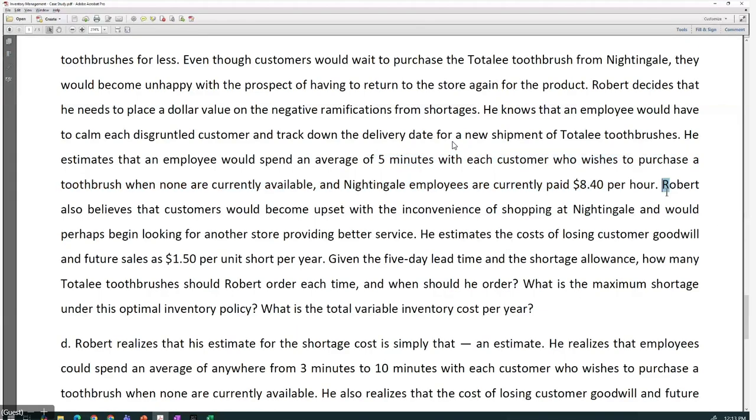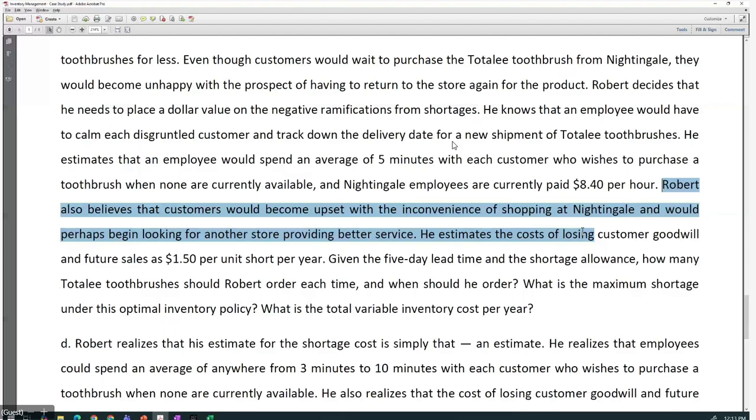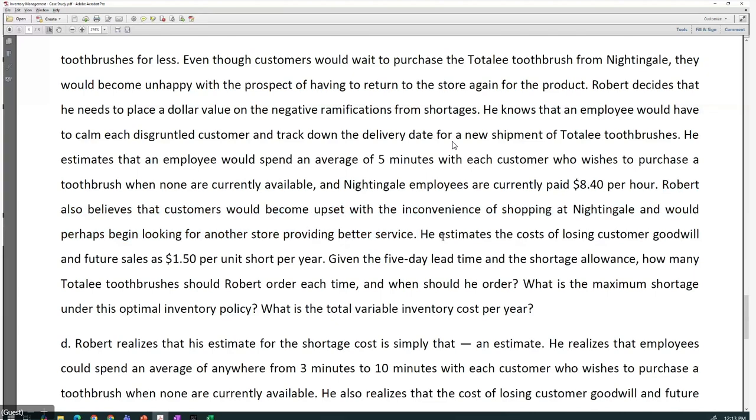Let's continue reading. Robert also believes that customers would become upset with the inconvenience of shopping at Nightingale and would perhaps begin looking for another store providing better service. This is what we are talking about, right? He estimates the cost of losing customer goodwill and future sales at 1.5 per unit short per year. Now, this particular estimation in real life is actually very, very difficult. And as we are saying, it is only an estimate. Estimates can be right or wrong. We would want our estimates to be right.